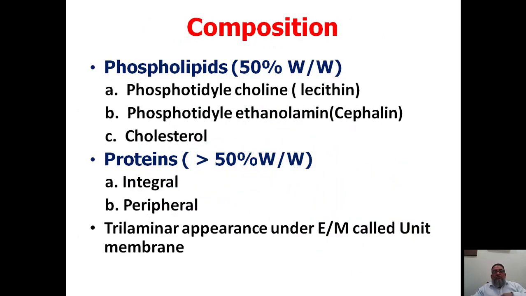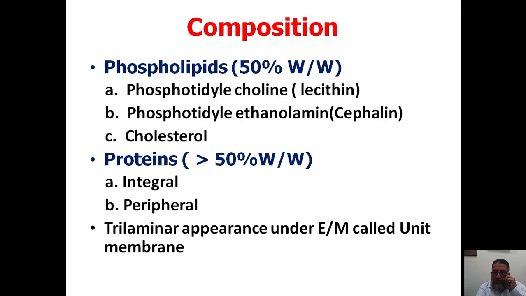What is the composition of a cell membrane? The phospholipid makes up about 50% by volume: phosphatidylcholine, which is also called lecithin, phosphatidylethanolamine, also called cephalin, and cholesterol. These are the three main components of the phospholipid present in the cell membrane. The protein is more than 50% of the volume, and the proteins are integral and peripheral.